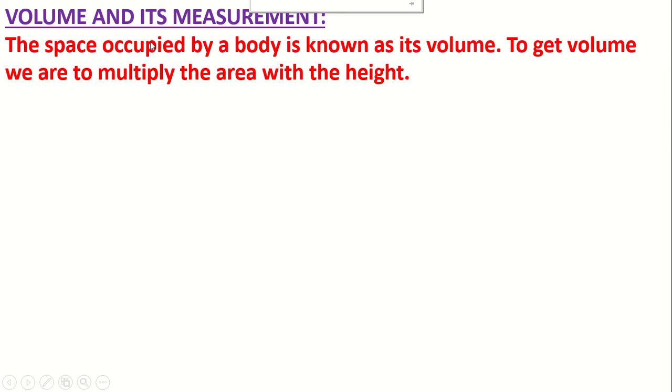Volume and its measurement. Dear students, I think you can observe that your geometry box occupies lesser space than that of your science book. Again, two bricks occupy more space than that of one. So, the space occupied by any object has a name, and that is volume. So, what is volume? The space occupied by a body is known as its volume. To get volume, we have to multiply the area with the height.